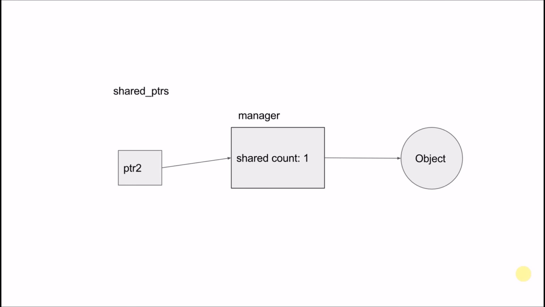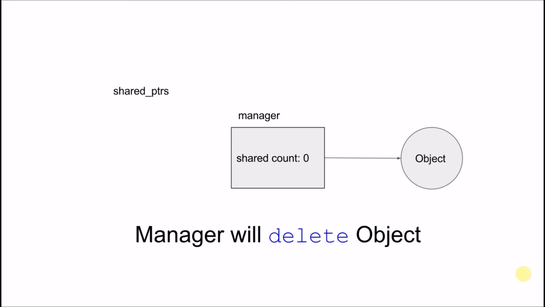And now the same thing will happen with pointer 2. It decremented the shared count by 1. Shared count is now 0. So this manager will delete object. So we don't have to do anything. C++ will delete all unnecessary objects.